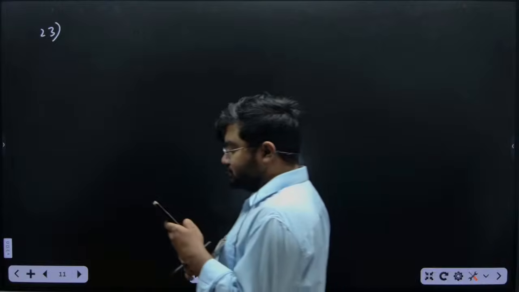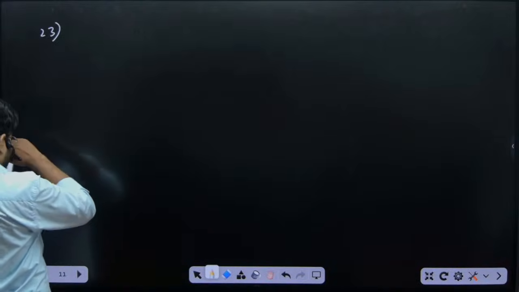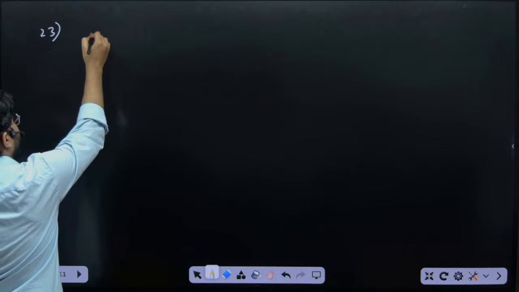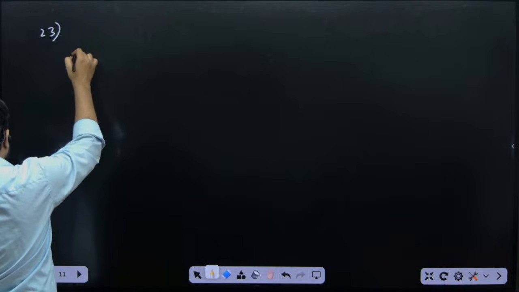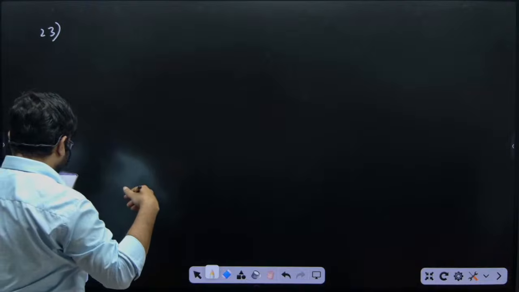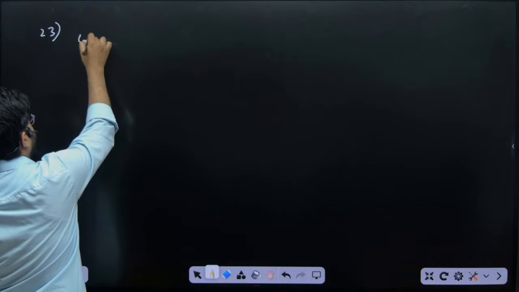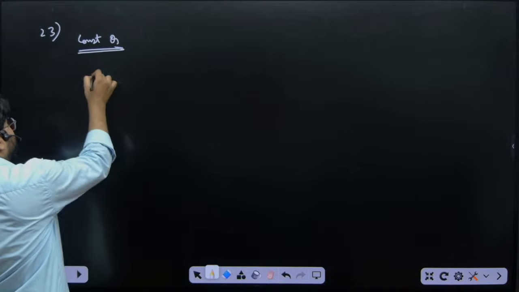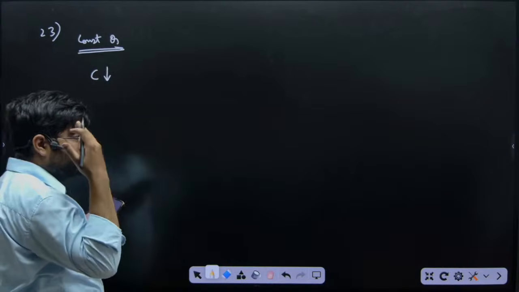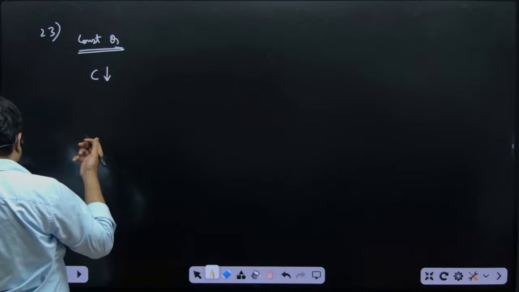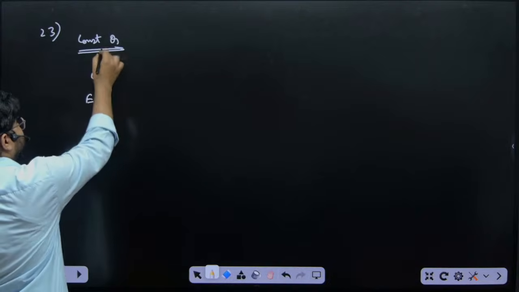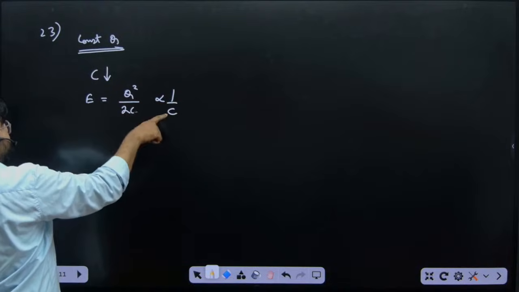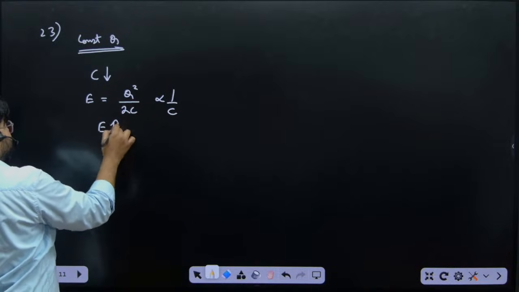See, when the dielectric is taken out, what will happen? The capacitance will decrease. And it is happening at constant charge, because the battery is disconnected. Now, capacitance will decrease when the slab is taken out. Energy stored in the capacitor: since it is constant charge, we will use this formula to compare. It is inversely proportional to capacitance. So, if capacitance decreases, energy stored increases.